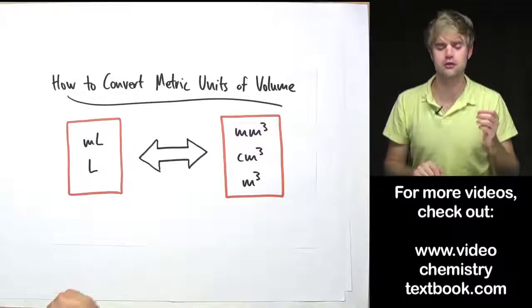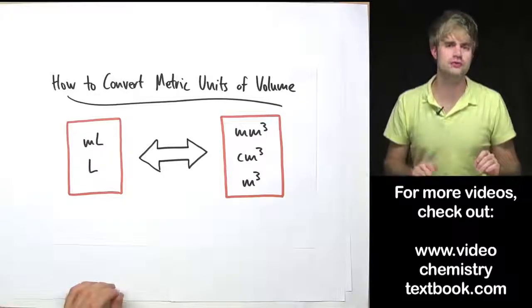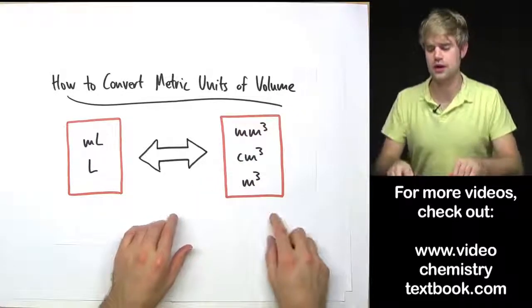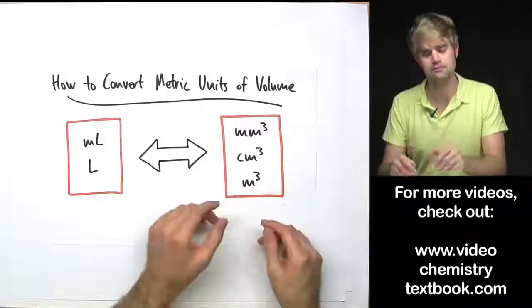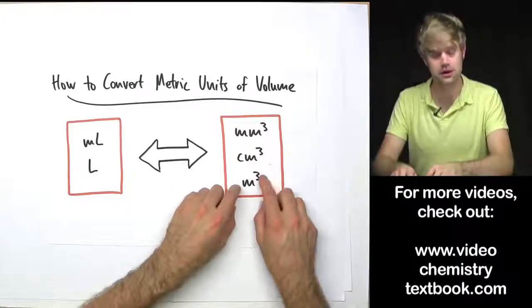Here, we're going to look at how to convert between metric units of volume. There are kind of two categories of metric units that you can use to measure volume. One of these categories is based on units of length. So we have things like cubic millimeters, cubic centimeters, and cubic meters.